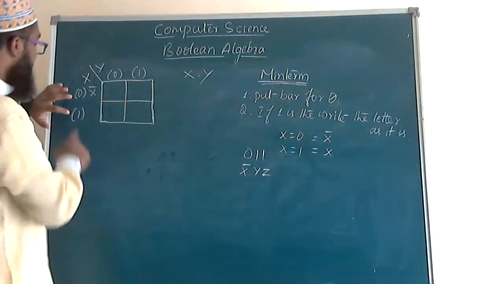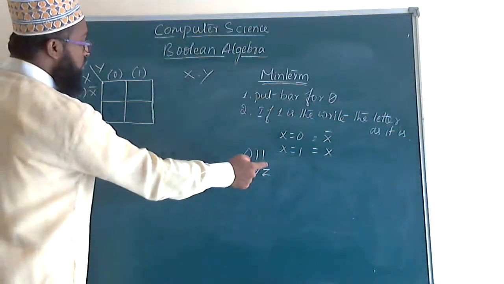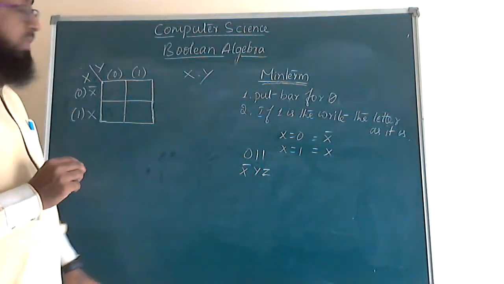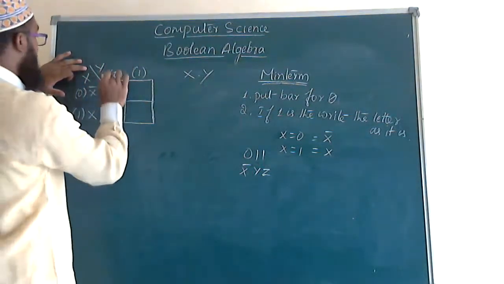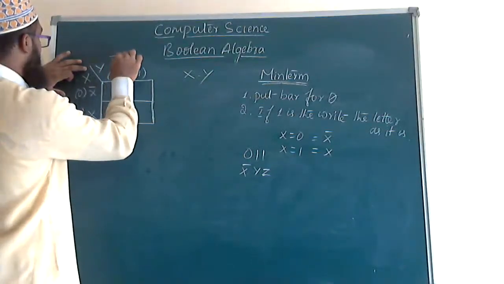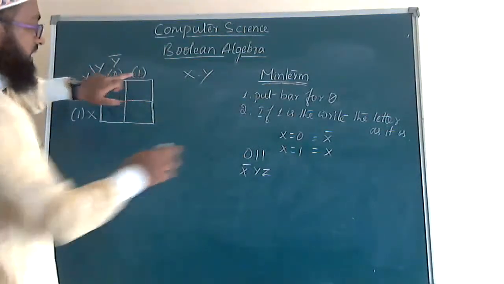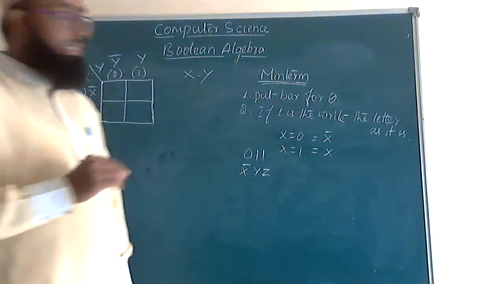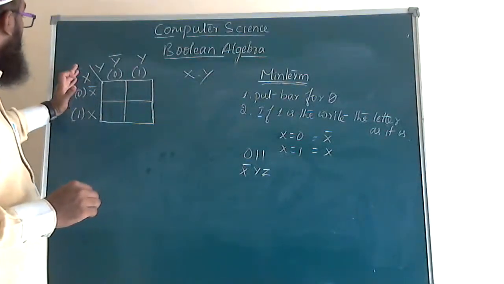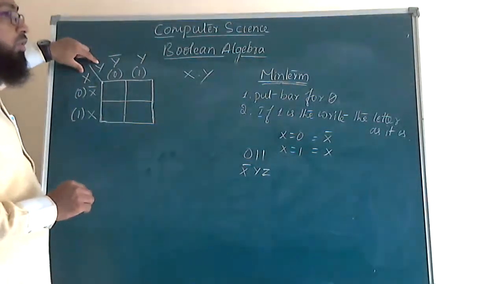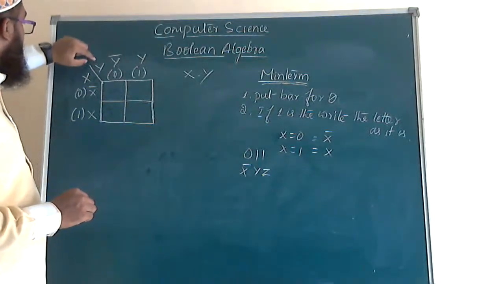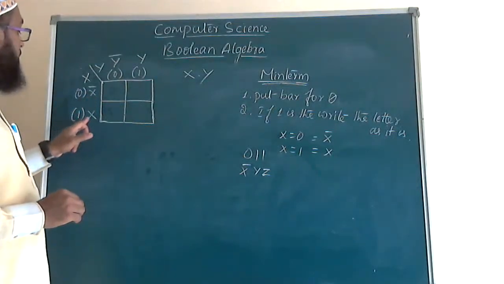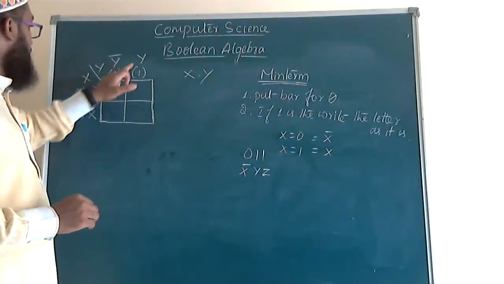Then here 1 is there. In place of 1, no need to put the bar. Write down x as it is. Same for y. Here 0 is there, put y bar. Here 1 is there, so no need to put any bar, just write down y as it is. This is the Karnaugh map for two variables x and y, 0 and 1. For 0 put x bar and for 1 put x. For 0 put y bar, for 1 put y.